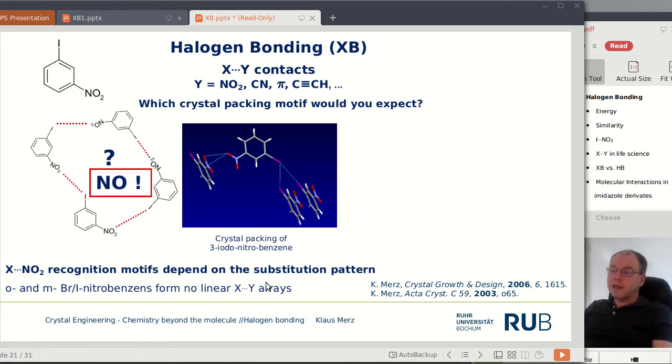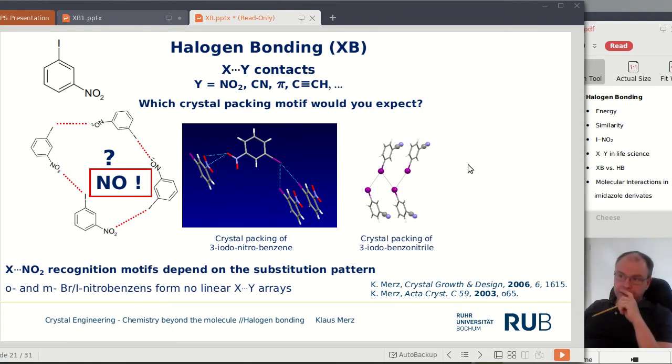The substitution pattern is extremely important in crystal engineering. Only the 1,4 position, in the case of iodine and nitro group, forms these nice linear chains. And exactly in the case of a 1,2 position, you will not find a chain. You will not find something like this. And the second thing, very strange, talking about similarity, there is a similarity.